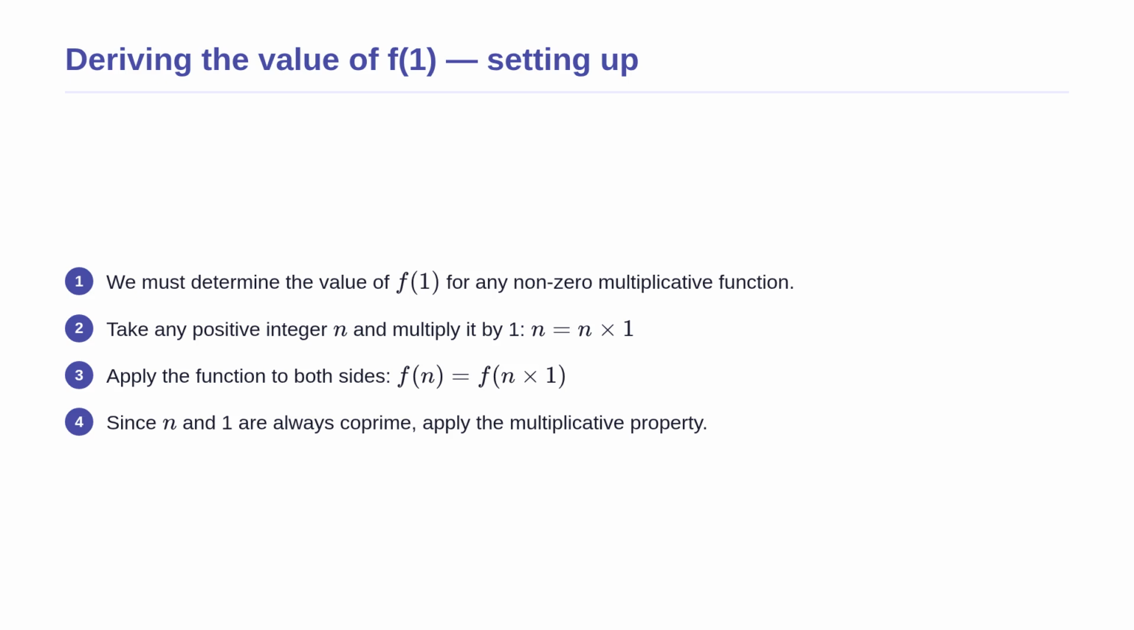We start with a basic identity. Any positive integer n multiplied by 1 remains exactly itself. So n equals n times 1. Next, we apply our function to both sides of this equation. Because the number 1 shares no prime factors with any other number, n and 1 are always perfectly co-prime. This is a crucial realization because it gives us permission to use our special splitting rule on the right side of the equation.